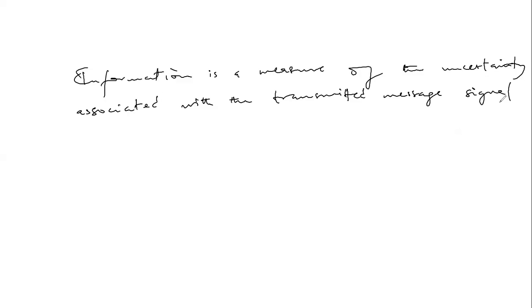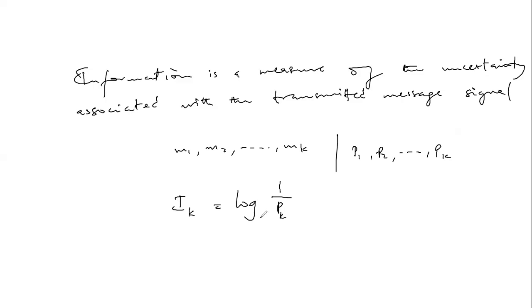So this therefore implies that for a system which transmits, say, messages M1, M2, all the way to MK, with the probabilities P1, P2, all the way to PK, the amount of information transmitted through the message MK with the probability PK will therefore be given as I sub k being the same as log 1 over P sub k base A.